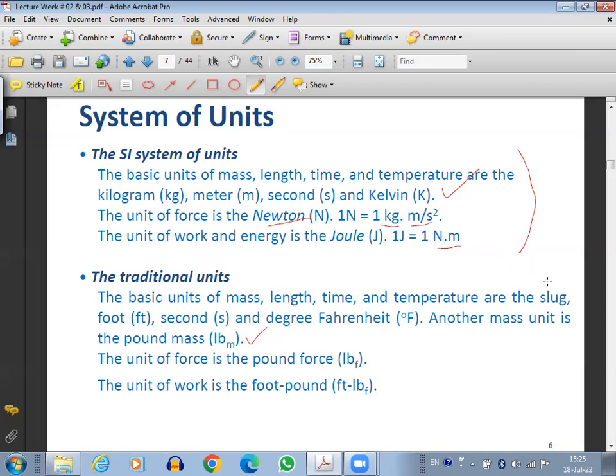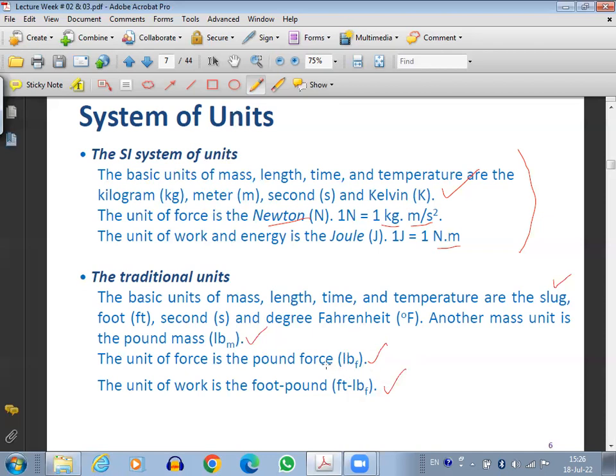There is also a conversion between slug and pound mass. The unit of force is pound force. Pound mass and pound force are different things. Sometimes they are both written as pound, but you have to understand from the nature of the problem whether it is a pound force or a pound mass. Then the unit of work is foot pound, where the pound is mostly pound force.